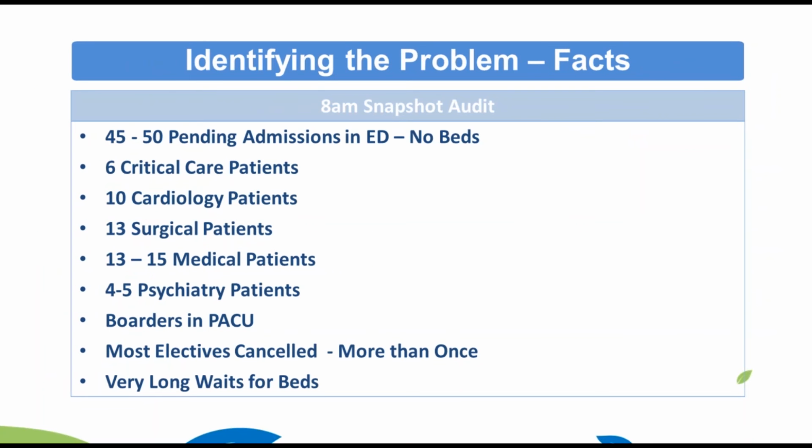So just to talk about that, we have about 45 to 50 what we call pending admissions today, usually in the morning. So in the morning we can have about 40 to 50 patients waiting in the emergency department for a bed, because as many of you will know, 500 etc. is not an awful lot of beds for the throughput that we have. We usually have that broken down into about 6 critical care, about 10 cardiology, surgical, medical, psychiatry, and sometimes we have a crisis that escalates into the PACU, which is a recovery room, and therefore patients who've had their emergency surgery end up waiting for a bed in the recovery room. A lot of electives do get cancelled, and we have some very long waits for beds.